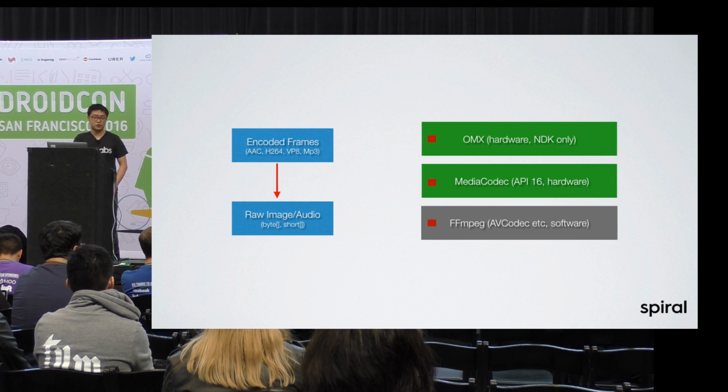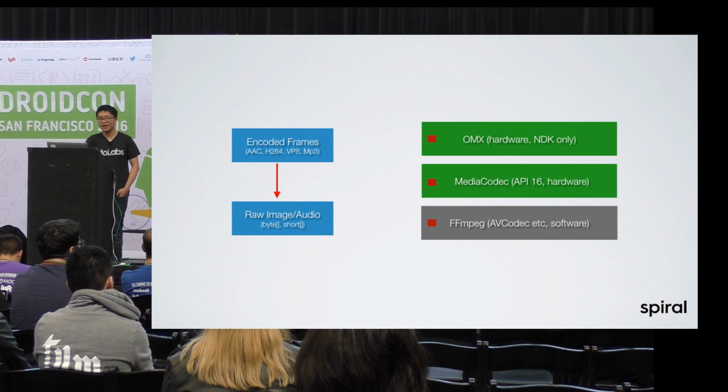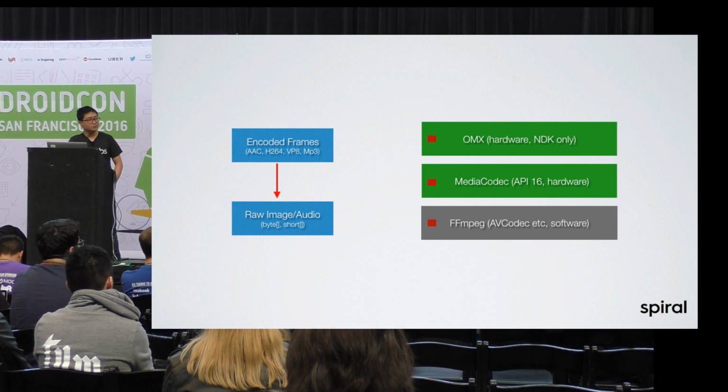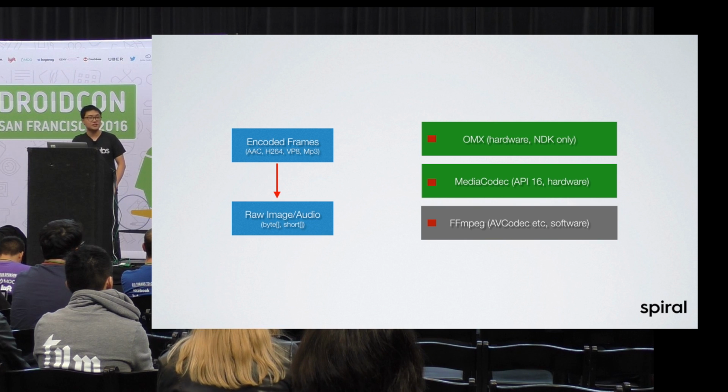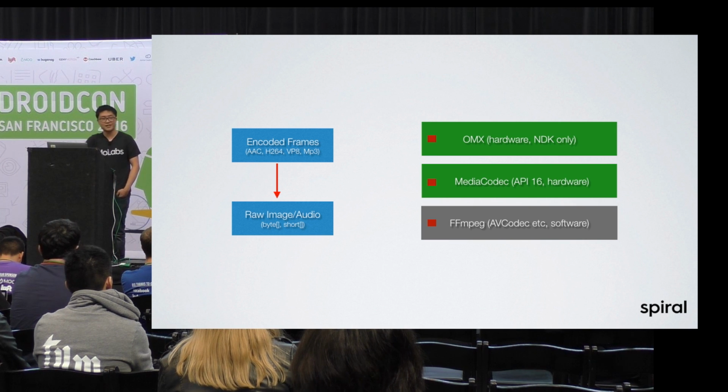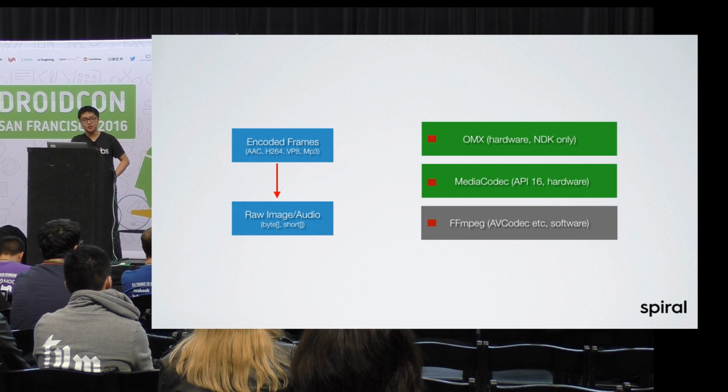And the next stage is to get the encoded frames that we just got from the MediaExtractor into the raw image or audio. For this, you can use FFmpeg, but for the most part, it's too slow because you'll be running on the CPU. And you'll have to deal with the licensing issues and padding issues. So your best bet is probably using either the native code and interacting with the OMX, or you can use MediaCodec, which is supported also on API 16 or above.